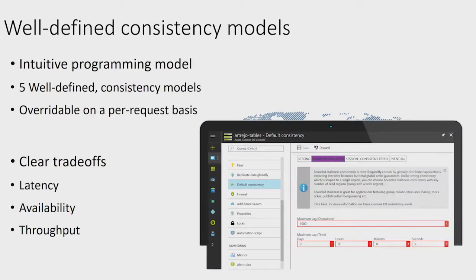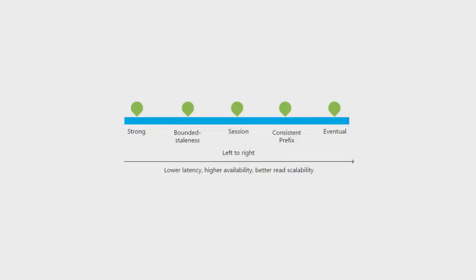This is configurable easily through a single click of a button on the Azure portal. You just click on the default consistency, you choose one of the 5 consistency models, and that's about it. You don't have to do any crazy quorum configuration, replica configuration, data center configuration. Screw all of that. Let's make this just a click of a button.